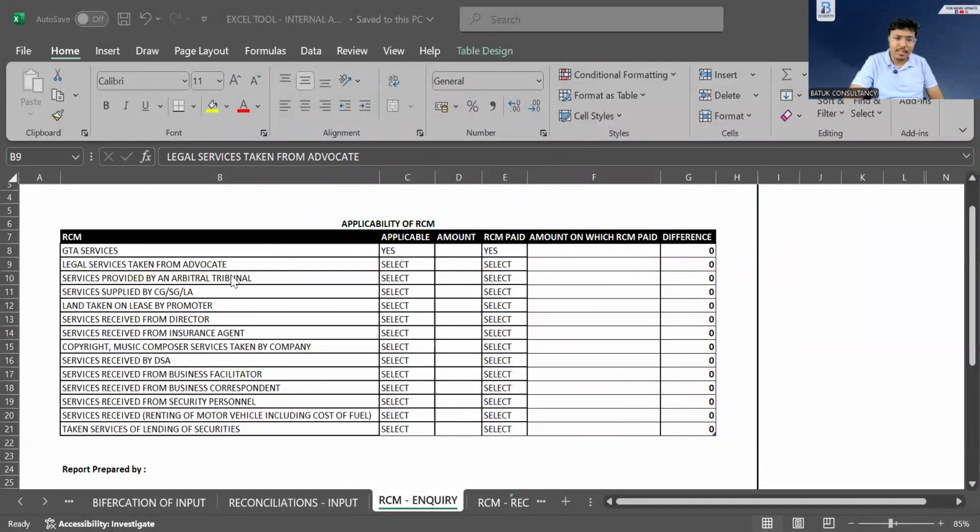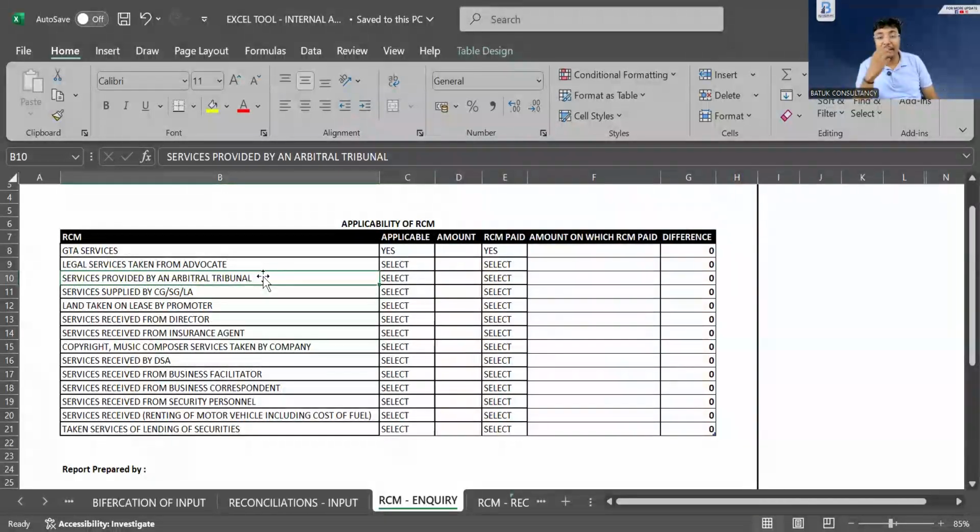Now, service provided by the arbitral tribunal. Suppose there is a dispute in the industry. For solution of that dispute, the industry has filed an application before the arbitral tribunal, and the arbitral tribunal is also going to charge fees. They are not going to solve your dispute freely. That fees you have to book as an expenditure in your profit and loss account. And when you are paying the fees to the arbitral tribunal, then reverse charge mechanism is applicable. As a recipient, you have to make the payment of taxes under reverse charge mechanism. Your supplier is not going to make the payment.